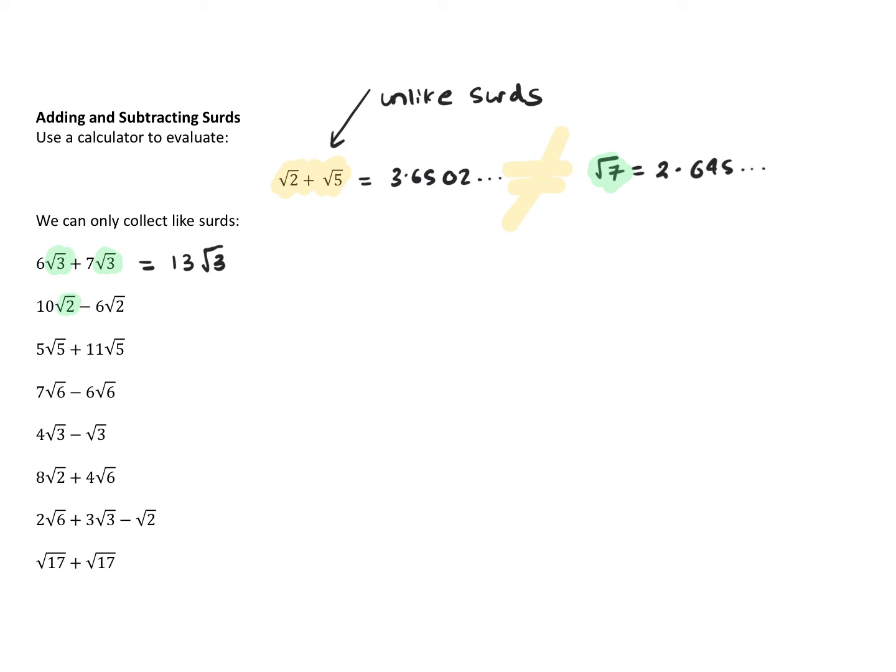10 root 2 minus 6 root 2. Well, that's a little bit like doing 10x minus 6x. If you're not sure in any of these examples, just do an algebraic example to help you. So for the first one, 6x plus 7x would be 13x. 10x minus 6x is 4x, so 10 root 2 minus 6 root 2 is simply 4 root 2.